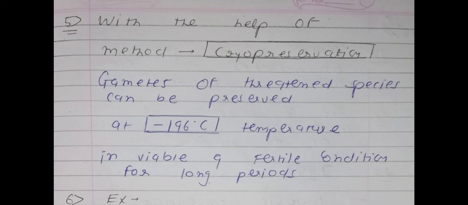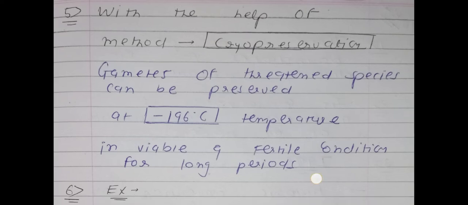So maximum MCQs are there. Name of method: cryopreservation. What will be preserved? Gametes of which species? Of threatened species. At which temperature? At minus 196 degrees centigrade. In which form? In viable, means living, and fertile condition for unlimited time period. So nowadays we have some methods like cryopreservation too.